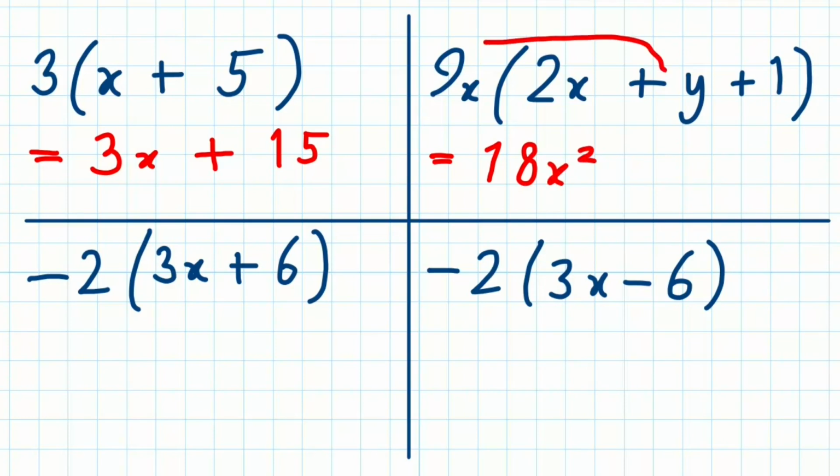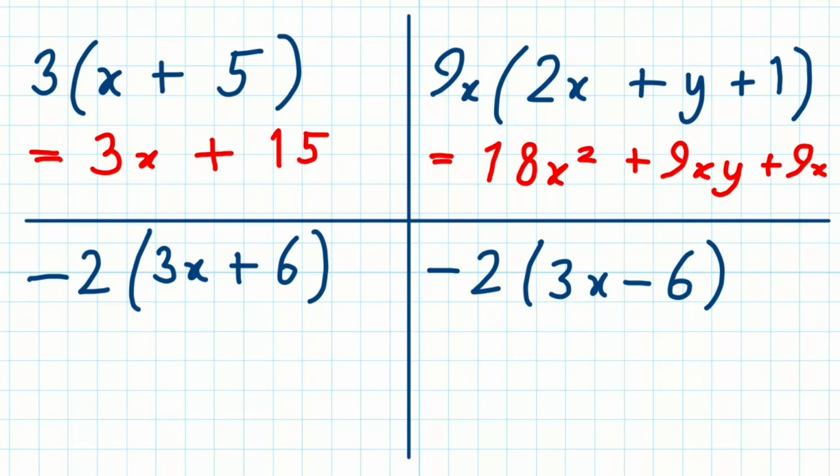9x times y, well, there's no number in front of the y, so it's just going to be a 9. You could think of the y as being 1y. 9 times 1 is 9. So we get plus 9xy. And finally, 9x times plus 1 is plus 9x.